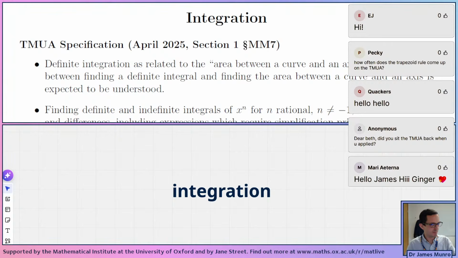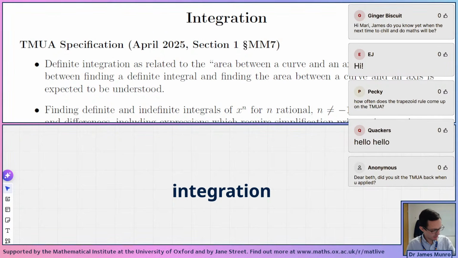Pecky would like to know about the trapezium rule, which I've seen a few times. I haven't picked a question, but we saw one a couple of weeks ago with the logarithms. We saw a question about the trapezium rule. Definitely worth knowing, definitely worth thinking about, because thinking about stuff's good for you.